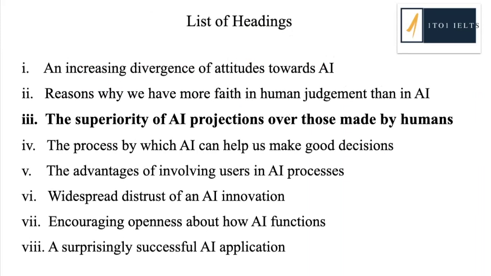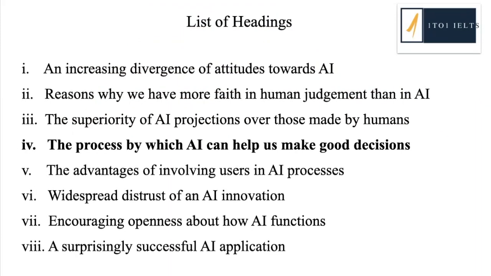The third heading talks about the superiority of AI projections over those made by humans. With this question, we're definitely looking at superiority, so something is better. AI projections, maybe AI predictions, are better than the predictions made by people. Moving on to heading number 4, we see it says the process by which AI can help us make good decisions. So the process is maybe the way AI can help us make good decisions. So help, maybe aid us in making correct decisions or better decisions or making good choices.